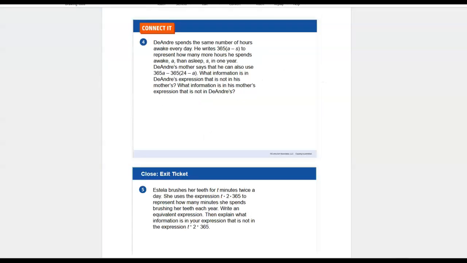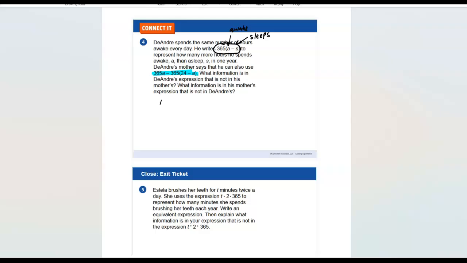Finally, DeAndre spends the same number of hours awake every day. It's pretty consistent. He writes 365 times A minus S, because there are 365 days in a year. So A minus S is the amount of hours awake minus the hours he sleeps. Times 365, that's how many hours he's awake during the year, right? His mother says, wait a second, you can actually go ahead and use this expression instead. Do 365 times A minus 365 times 24 minus A.